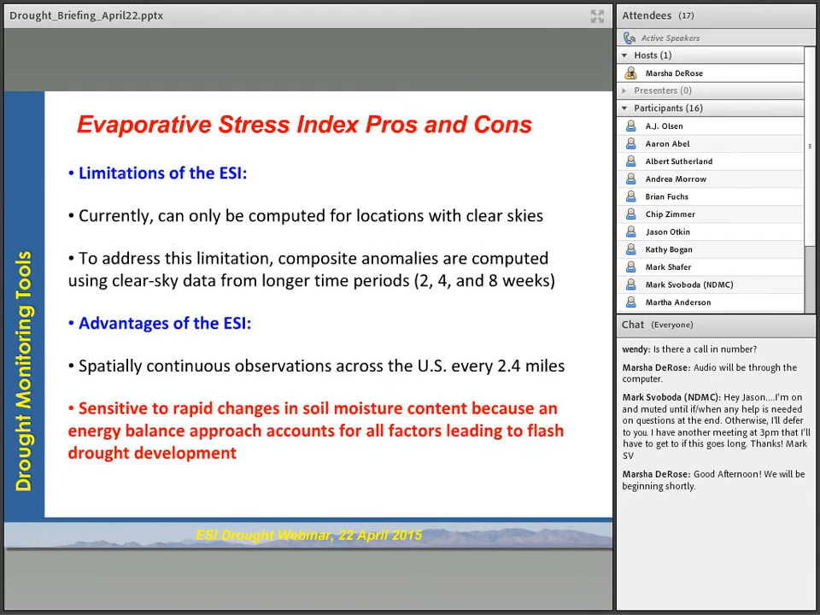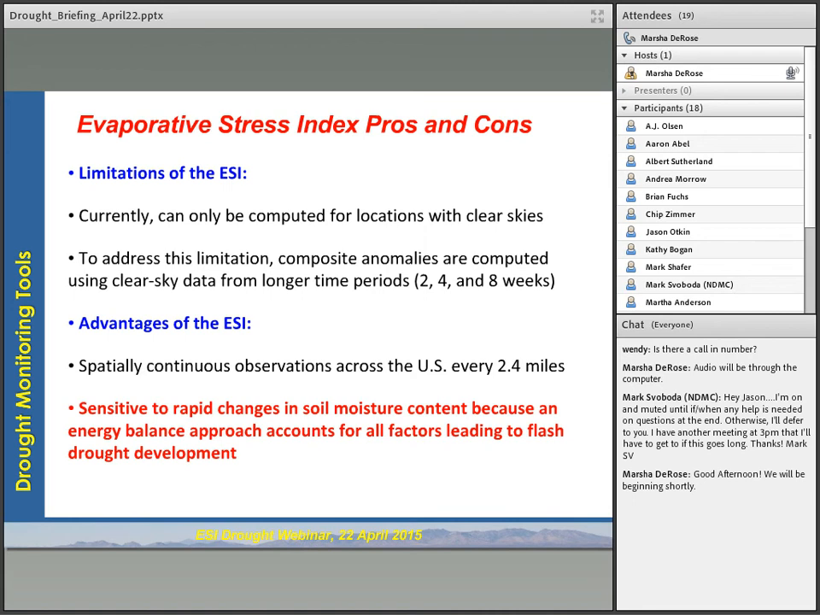Next slide, please. One of the main limitations of the ESI is that in its current form, it can only be computed for locations that have clear skies, because thermal infrared imagery will be unable to see the surface when clouds are present. This means that there could be a long time period with no new evapotranspiration estimates if cloud cover persists for an extended period of time. To produce more complete domain coverage, however, we typically composite clear sky ET estimates over longer time periods, such as 2, 4, and 8 weeks, and then use those longer-term composites to compute the evaporative stress index.